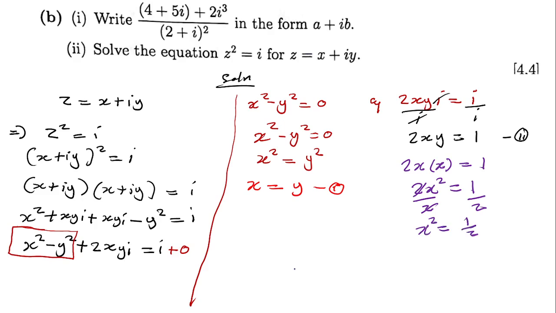So once you reach that stage, you can now introduce the what? The square root, like that. So that one and that one will cancel. So this will be positive or negative. So x will be equal to positive or negative square root of 1 over 2. Since x and y are the same, you are also going to say y is also equal to positive or negative square root of 1 over 2. So these are the final answers.